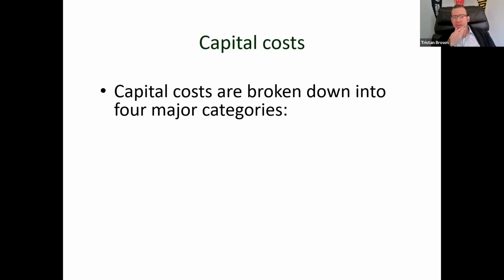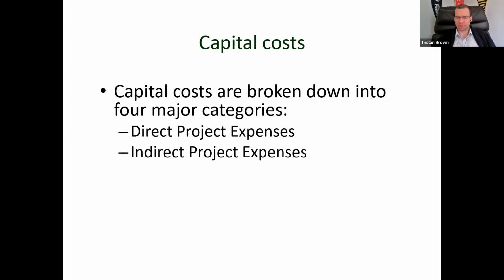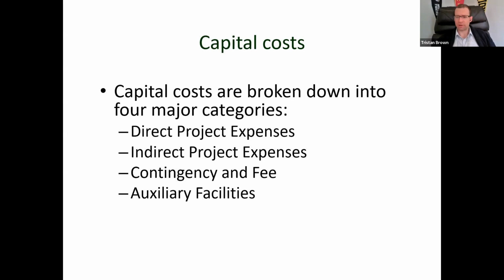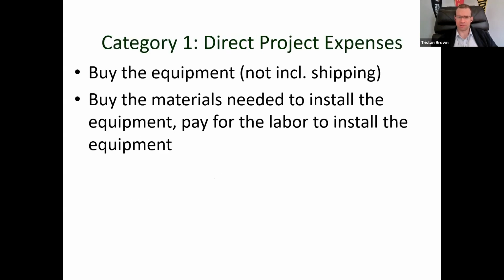Okay. So capital costs. We ultimately break capital costs down into 4 major categories. And this is because everything falls into capital costs here, but there's different types of capital costs that we account for. You have direct project expenses. You have indirect project expenses. You have what's termed contingency and fee, and you have auxiliary facilities. And so in most techno-economic analyses, if you're reading the study, you're going to see them broken down into these 4 different categories. And so it's important to at least have a basic understanding of what these are.